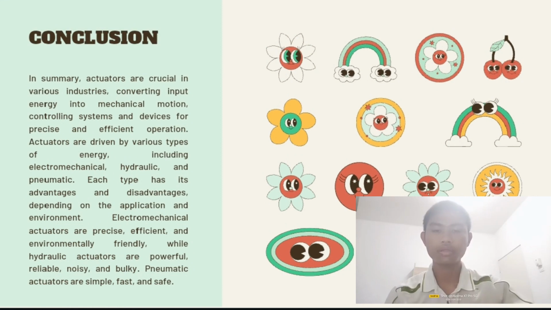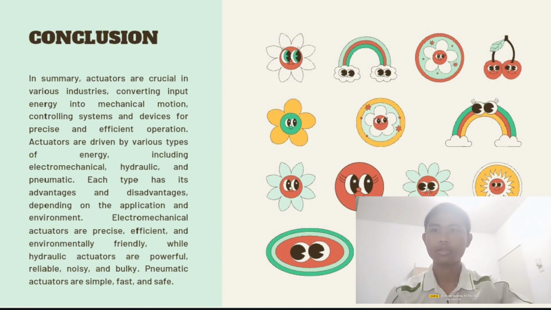Hello, my name is Aaron Kok with matrix number B0921104442. As a conclusion, actuators are crucial in various industries. They convert input energy into mechanical motion and then control system and device for precise and efficient operation.